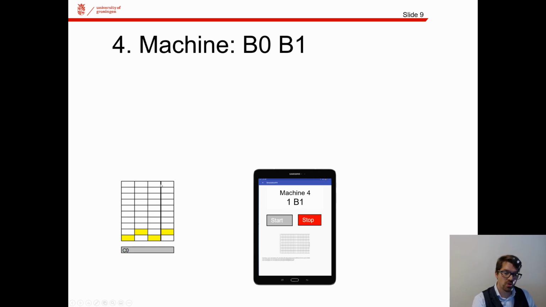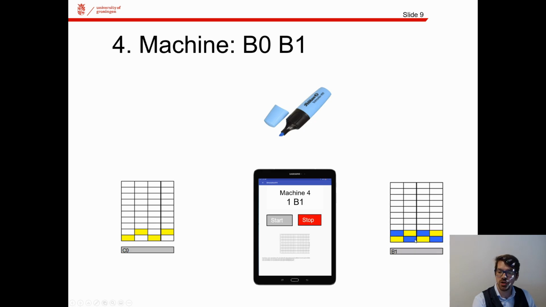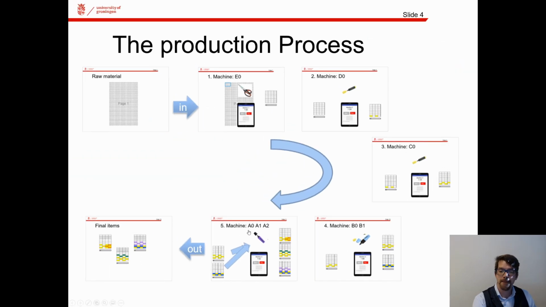And in this case, you can see the production order now is requesting 1 item of B1. So again, we have the raw material, input material for this machine, which is C0. Then we need a blue text marker. And we are going to paint those 4 cells. And if we have done so, we have this item B1. So those are the 2 possibilities in this machine. And those items are the input for machine 5.